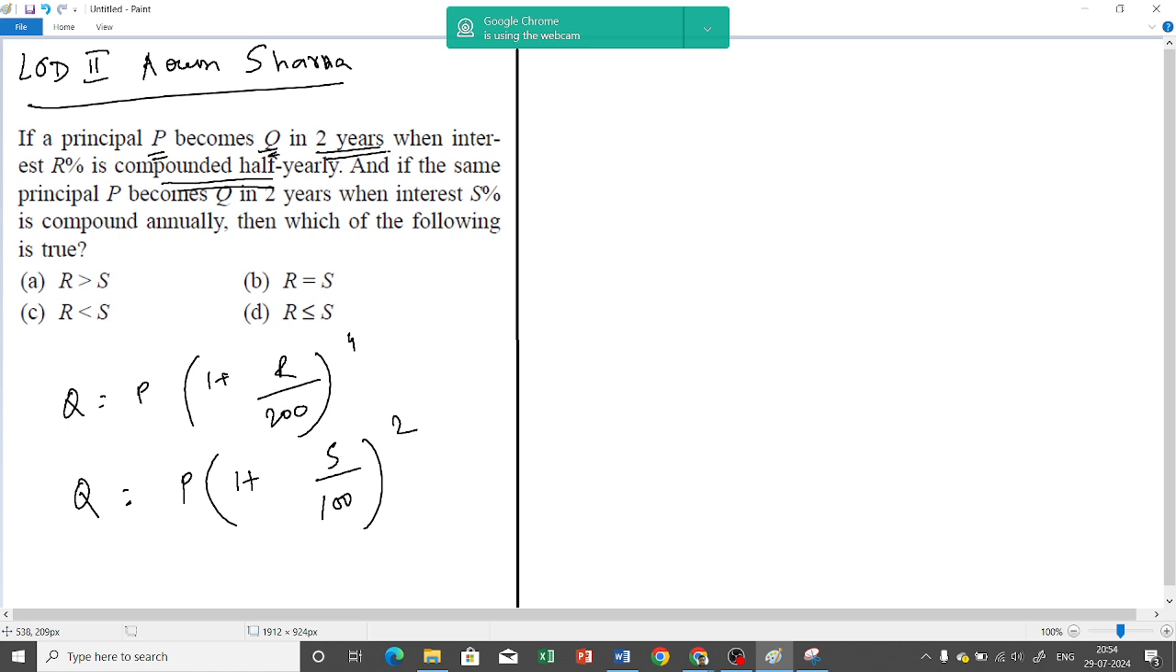So in the first case, P is becoming Q in 2 years when compounded half yearly. So in 2 years, how many interest periods is this? It is 4 interest periods, and then P is becoming Q. And in the second case, P is becoming Q in 2 years when compounded annually. So in the second case, there are only 2 interest periods, but still P is becoming Q in 2 years only. So of course R is less than S, or S is greater than R. Do you understand?